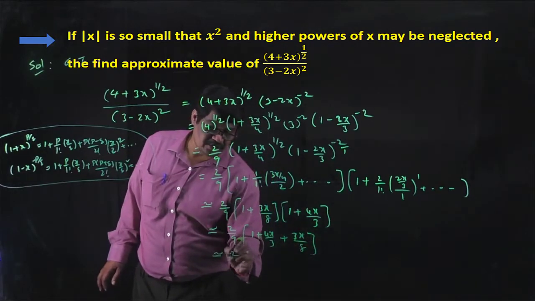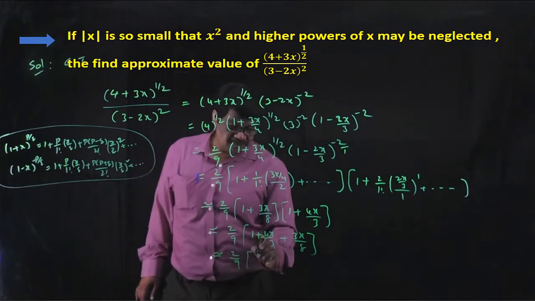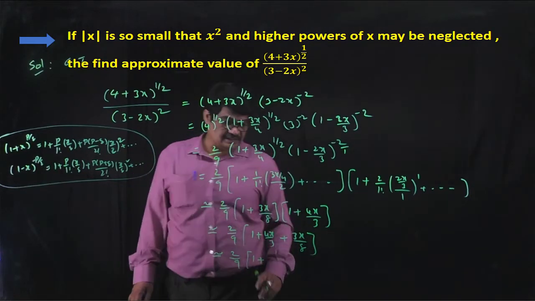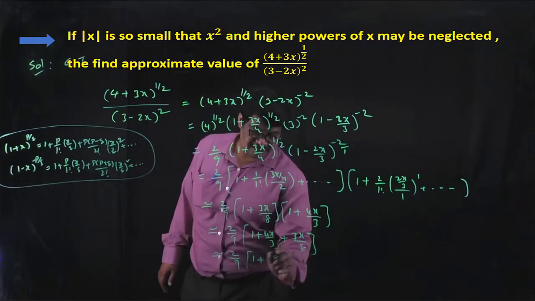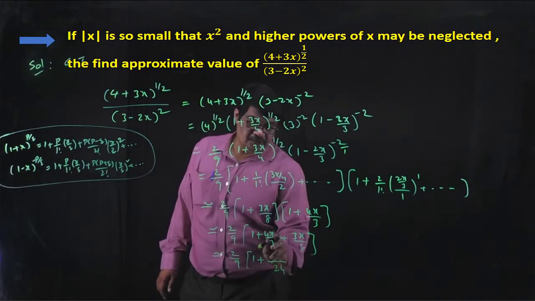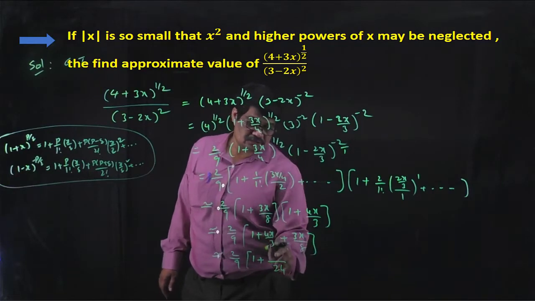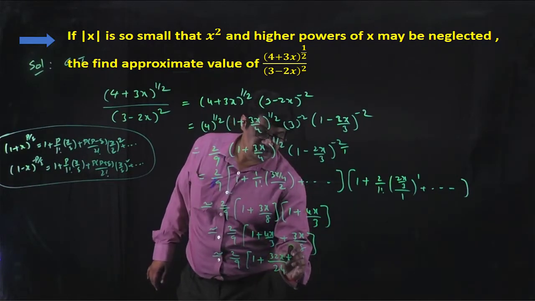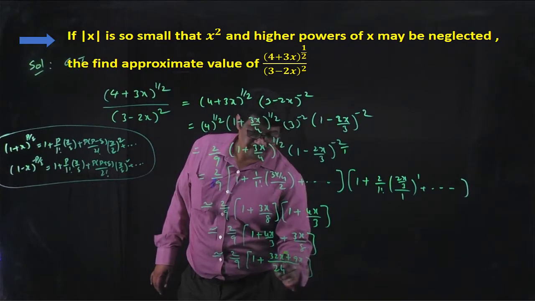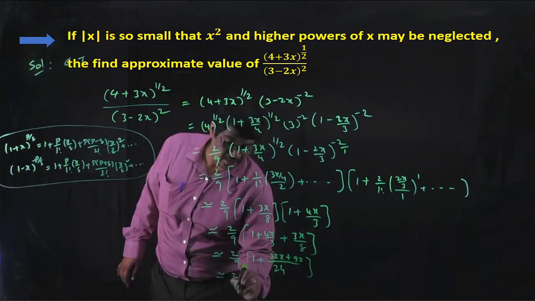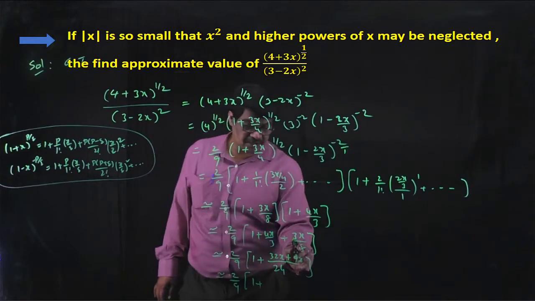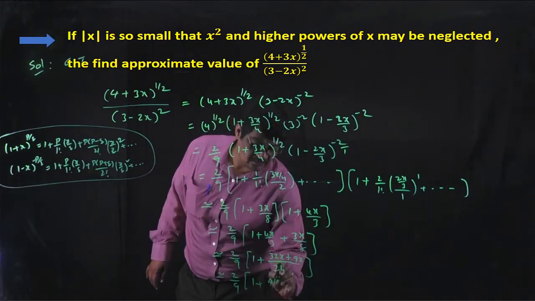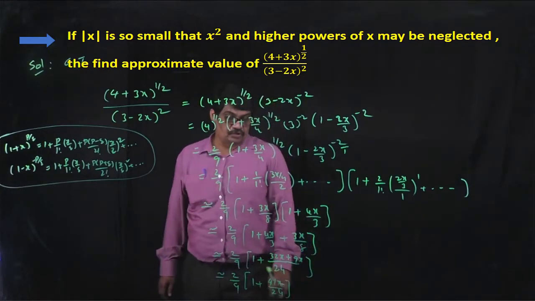Then we are approximately 2 by 9 into 1 plus, here the LCM is 24. Here 8 fours are 32, plus 3 into 3 is 9x. So that is approximately 2 by 9 into 1 plus 41x by 24.